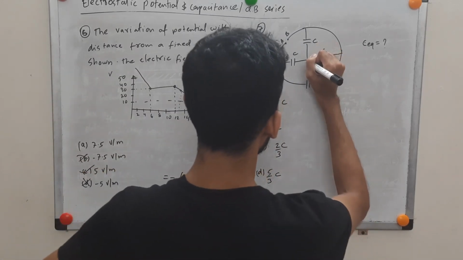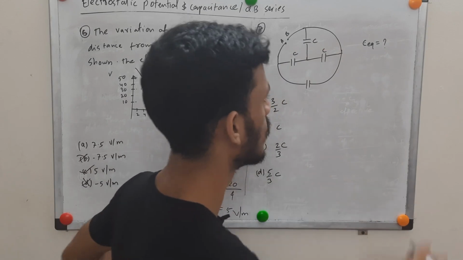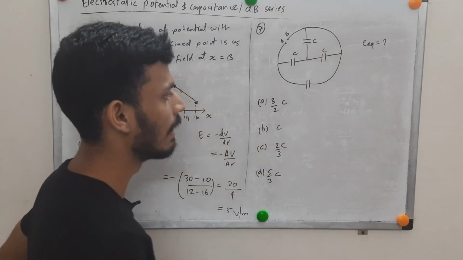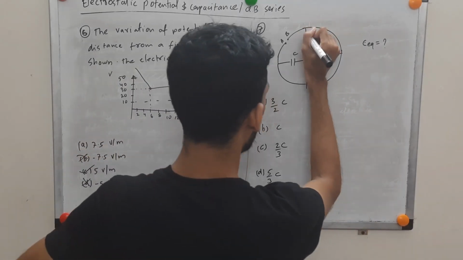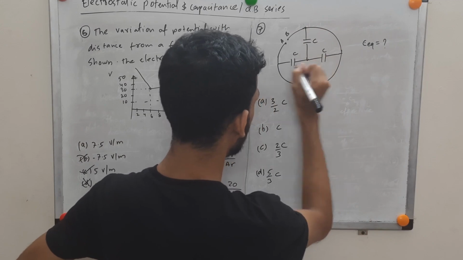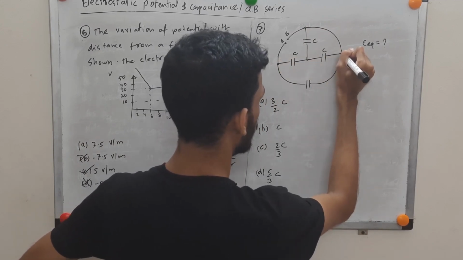Here we have a combination of capacitors. You are supposed to tell what is the C equivalent in this case. It might seem quite complicated, but it's not. You just have to look at the voltages at these different points where the capacitors are connected.